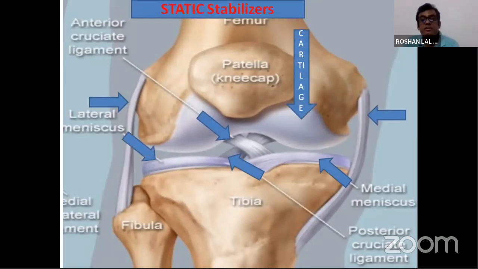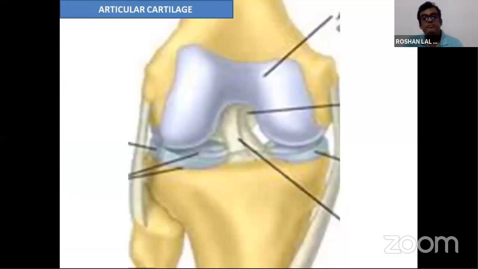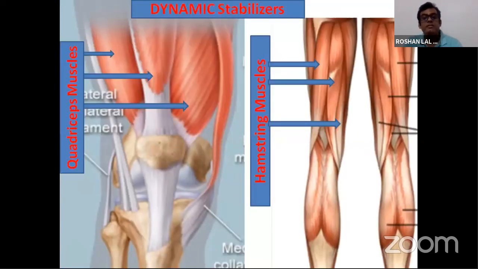The cartilage itself is a static stabilizer. So all these static stabilizers keep the articular surfaces in their position. They prevent excessive movements, whether it is angular movement or translatory movements, whatever it is. These excessive movements are prevented by the static stabilizers. See the cartilage, white colored cartilage.